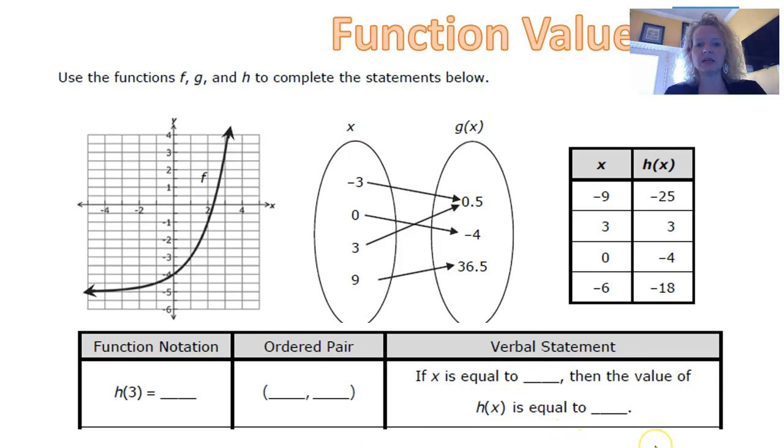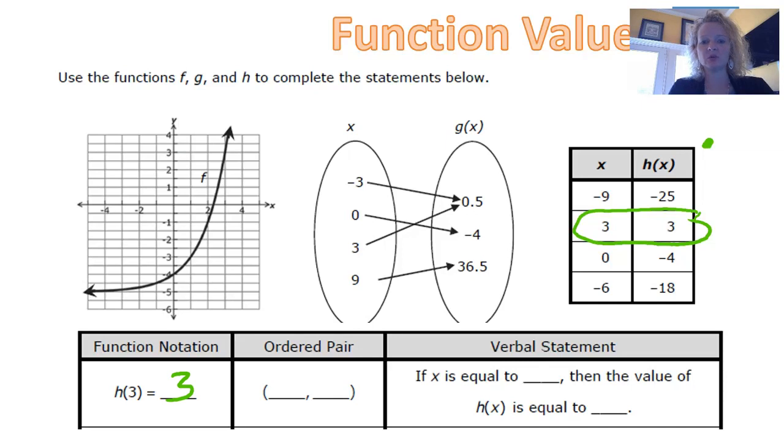So this first slide, I gave you a graph, a mapping diagram, and a table. In function notation form, remember function notation is f of x, g of x. Remember, it's the function of x. X is still our independent. So in the very first one, it says h of 3. You're looking at the function h, which would be this very last one, the table. And you're looking when x is 3. X is 3 right here, so the y value would be 3. So your answer would be 3.